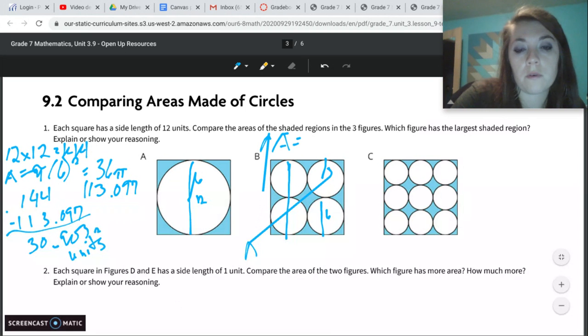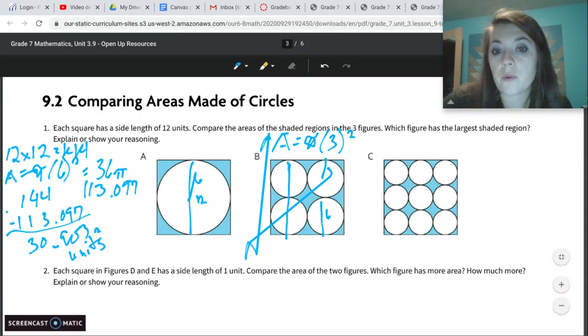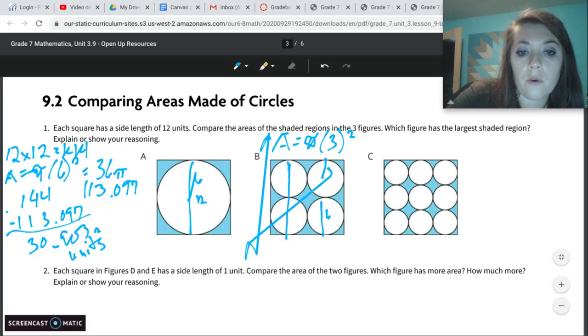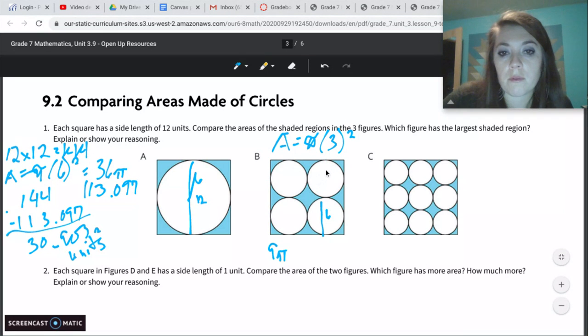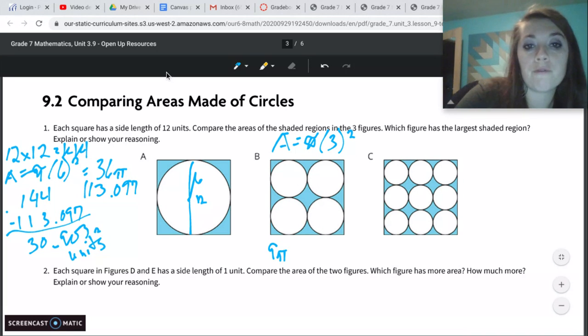So area equals pi 3 squared. Now, 3 squared is 9. So 9 pi represents each one of these circles. So they are all 9 pi. So let me erase this real quick. And we have how many of them? Well, we have 4 of them. So this is 9 pi, 9 pi, 9 pi, and 9 pi.